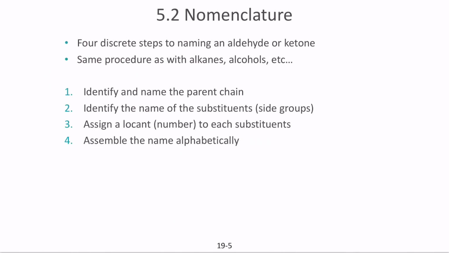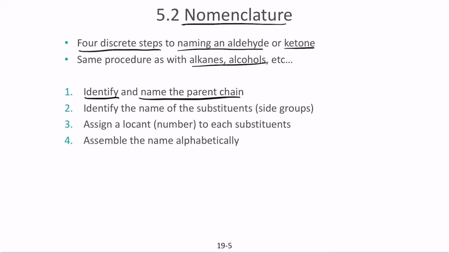So let's discuss the nomenclature. How do you name these compounds? There are four discrete steps to name an aldehyde or ketone, similar to the procedure that we used with alkanes and alcohols. The first step is to identify and name the parent chain. The second step is to identify and name the substituents attached to the main chain, assign a locant to each substituent, and assemble the name alphabetically.